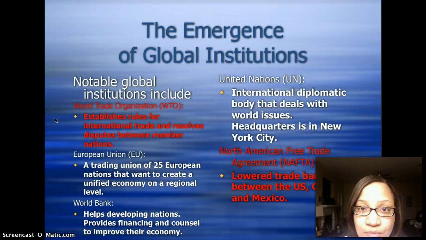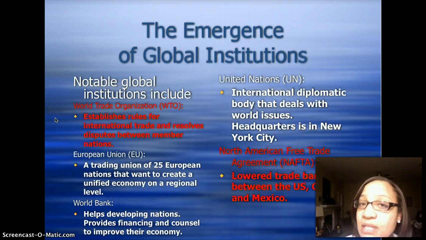They are all part of the European Union, and they use one form of currency to trade with each other and to pay for the products that they receive from each other. But it's only the European countries that are members of this organization. The World Bank helps developing nations by providing financing and counsel to improve their economy.